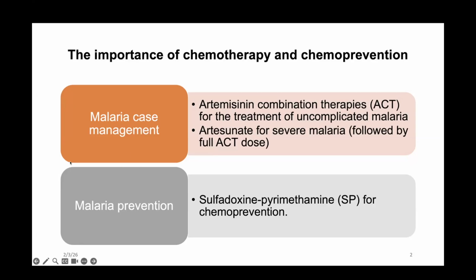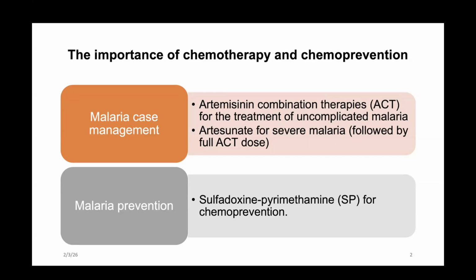Going a little bit more into detail, for malaria chemotherapy, particularly for malaria case management, we do not have many options. There are currently only artemisinin-based combination therapies, which are used for treatment of uncomplicated malaria. When I say uncomplicated, I mean malaria which is not that severe. ACTs are a combination of two drugs: an artemisinin component combined with a long-acting partner drug.